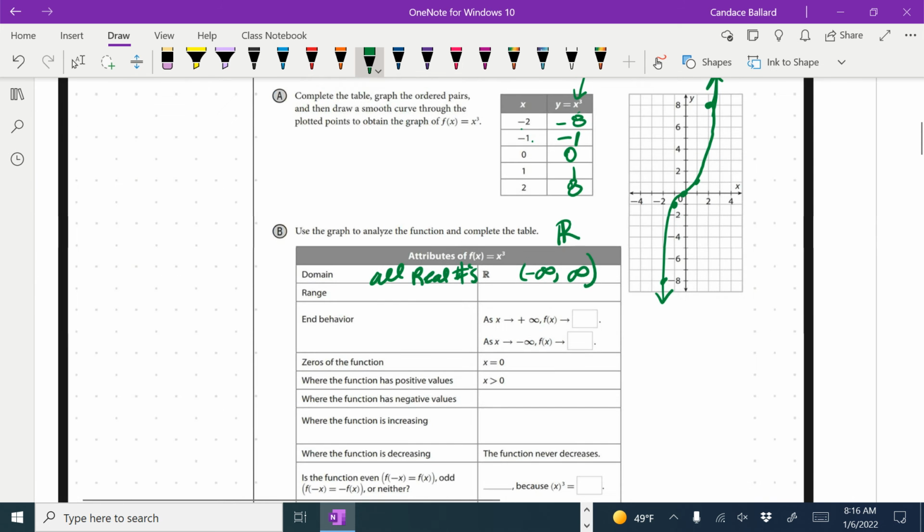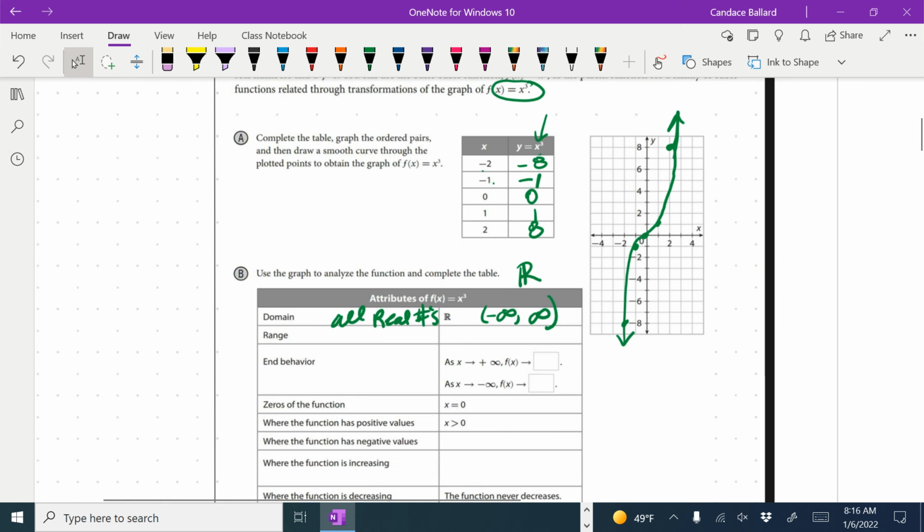All right. What about the range? They did not fill in the range for us. So what was the smallest Y value here? Negative infinity. Good. What's my biggest Y value with the arrow?